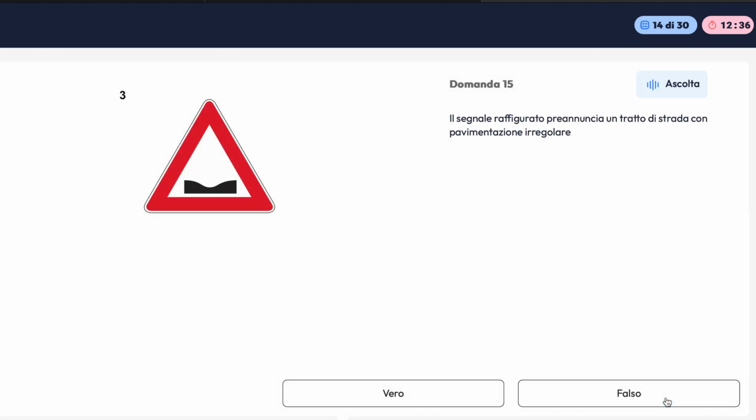Question number 15. Il segnale raffigurato preannuncia un tratto di strada con pavimentazione irregolare. The answer to this question here is false. The question says if you come across this sign, it simply means you are driving on that part of the road that is in a bad condition, which means there are potholes on the road, which is false because this is a sign of cunetta.